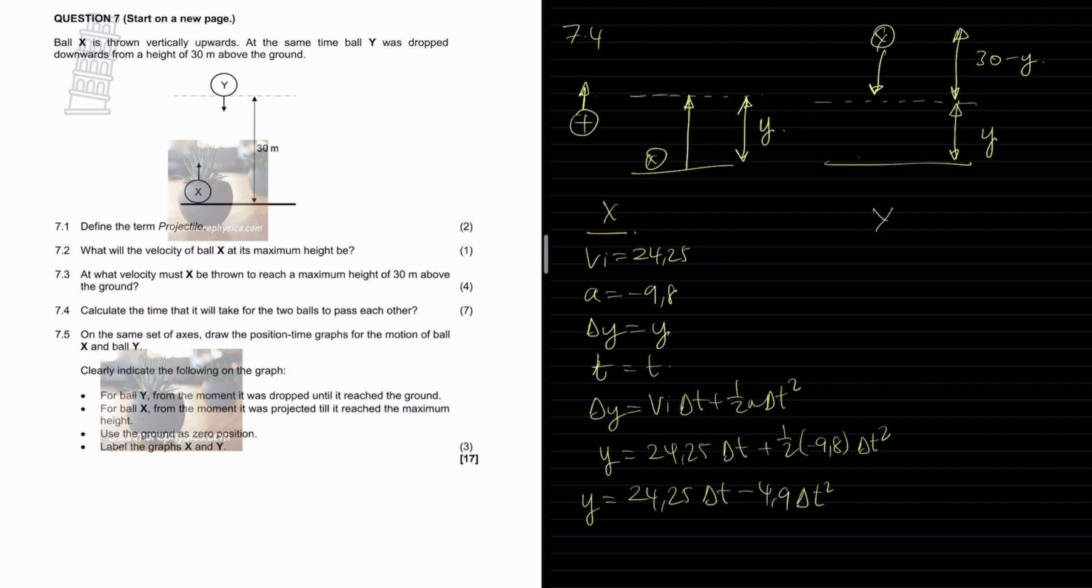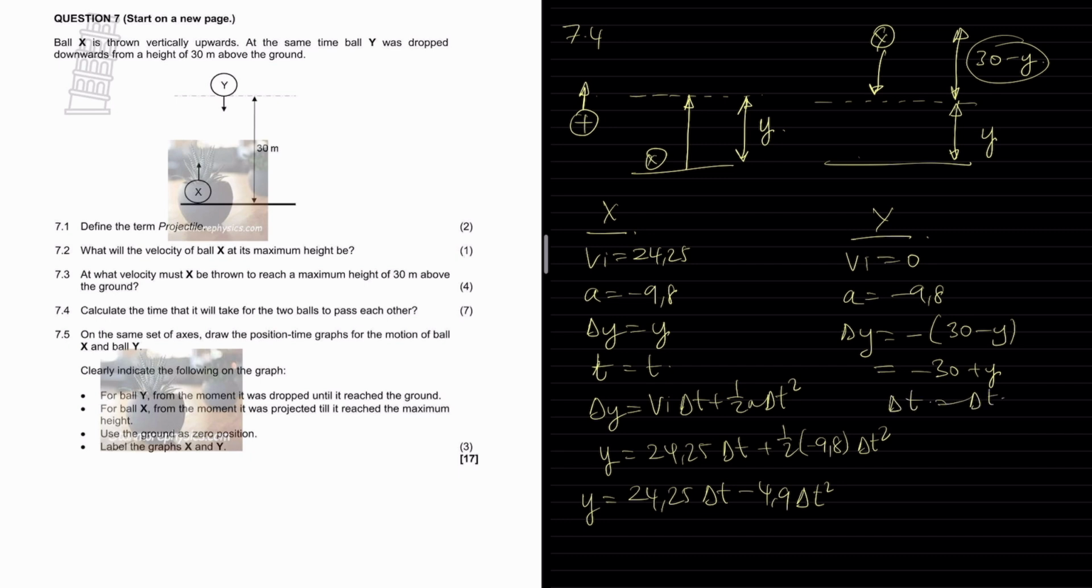Now for ball Y, Vi is 0 since it's dropped. A is minus 9.8. The displacement is important. So it's 30 minus y, but that is 30 minus y upward. Since Y moved downward, it should be minus (30 minus y), which is minus 30 plus y. And that's basically the trick.